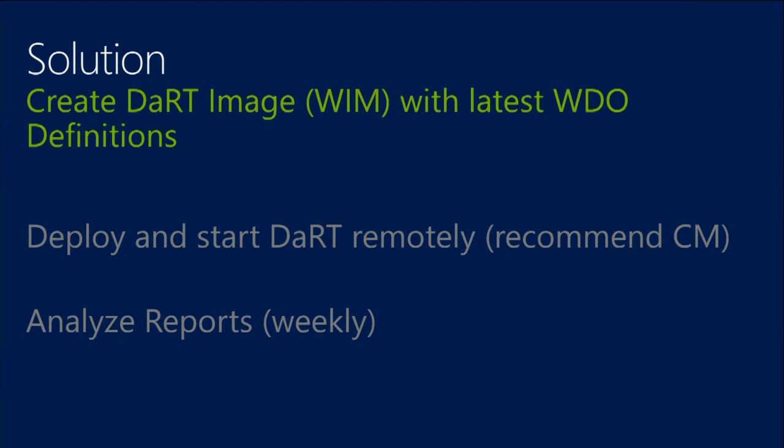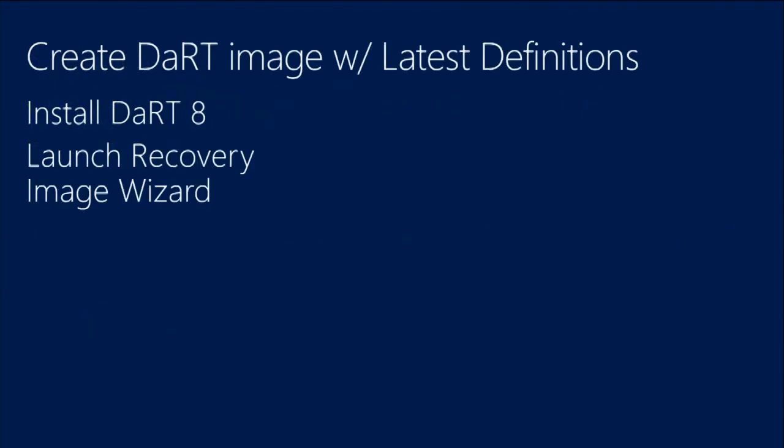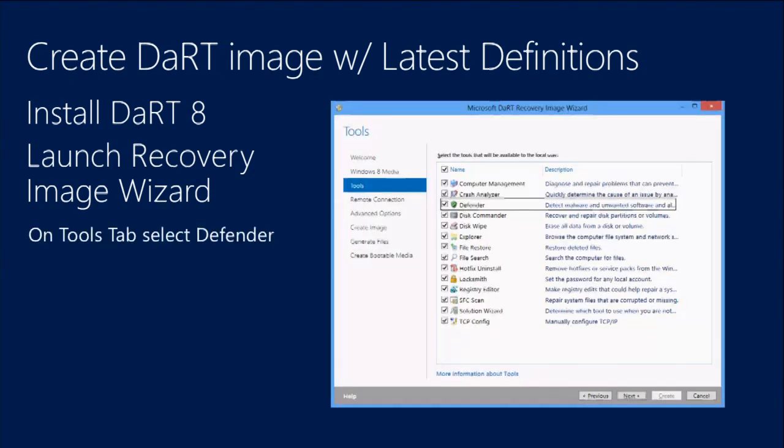So we're first going to talk about how this is done to create the Dart image with the latest definitions. So the very first thing you're going to do is download the MDOP tools, and in the MDOP tools is a product called Dart. And as you do so, you're going to install Dart. Now, I'm not going to bore you with how to install Dart. You've all installed the products, right? So it's a pretty simple install. But there are some key things in launching the recovery image wizard creation that you should be aware of.